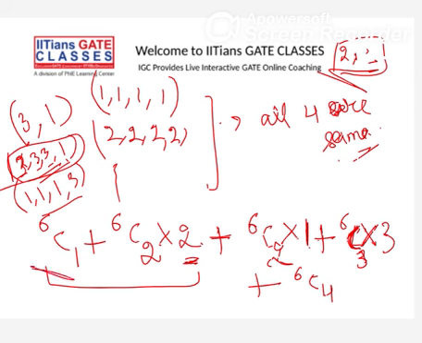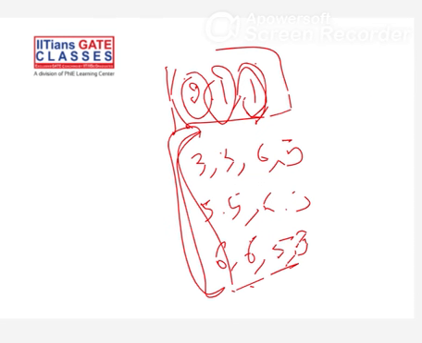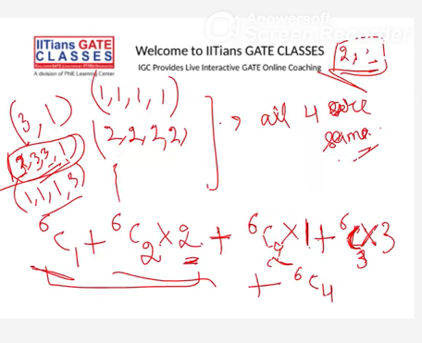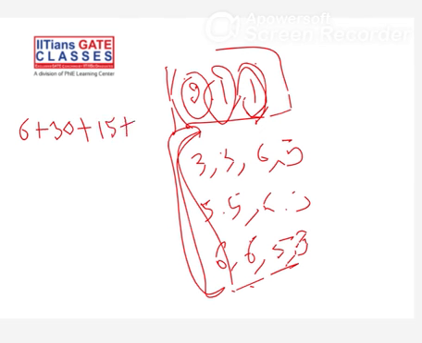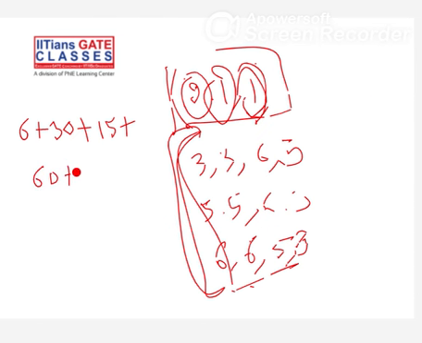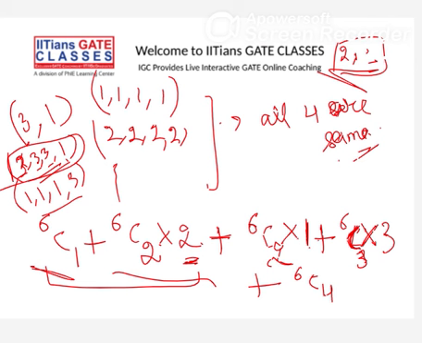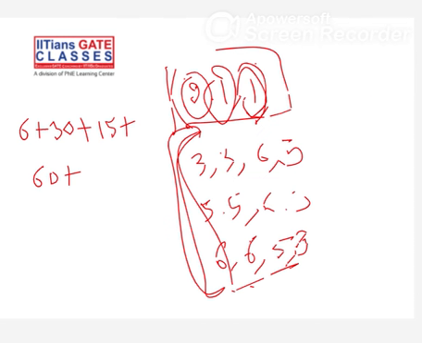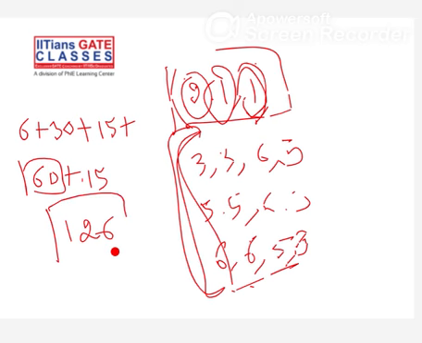This is 6. This is 30. So 6 plus 30. The last one is 62 is 15 plus 63 into 3. 63 is 6 into 5 into 4, 20. 23 is 60. Plus the last one is 64. 64 is 62, which is 15. Okay. So this 60 plus 30 is 120 and 126. 126 is the answer.